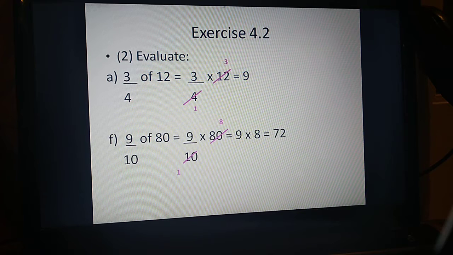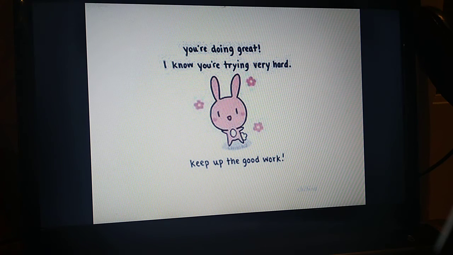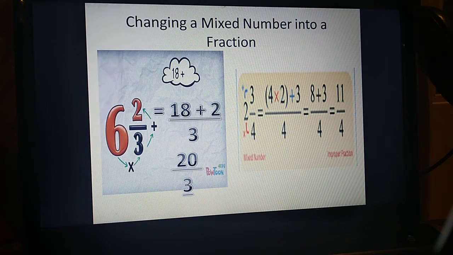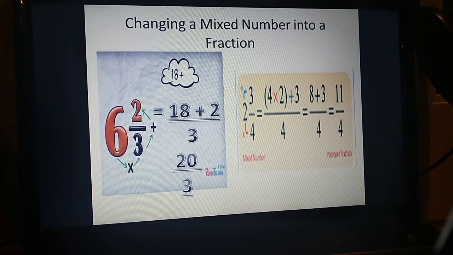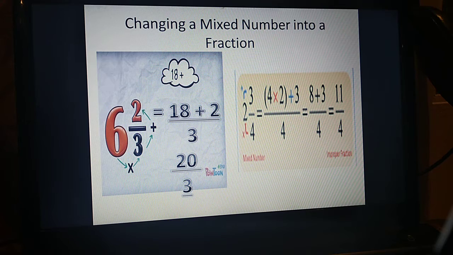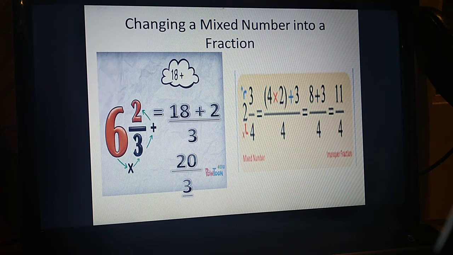Our next idea, after you take a break if you would like to. Our next idea is to change a mixed number into a vulgar or an improper fraction. You know this, ladies.